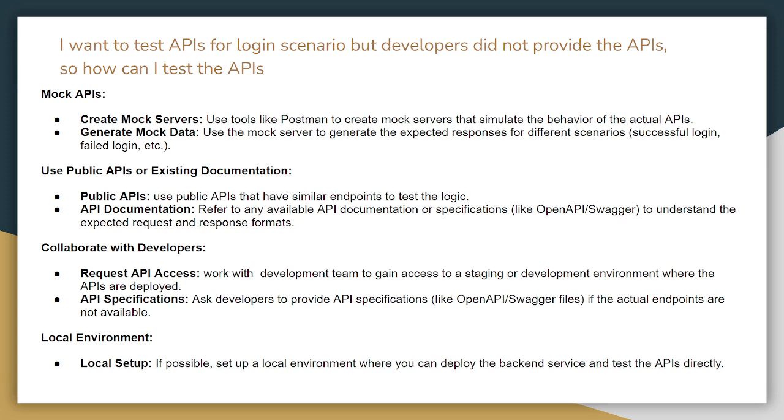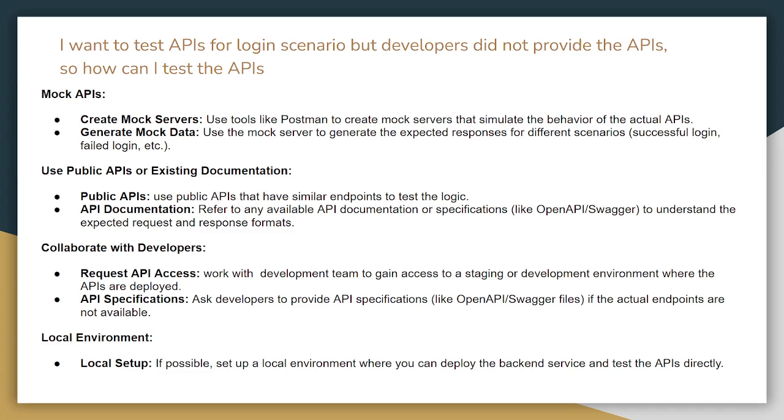And preferably you can create a local setup, where you can deploy backend services and test the API directly. These are normally steps you can take if a developer hasn't provided you the API endpoints.